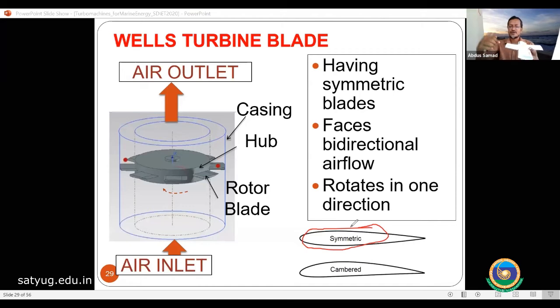When air flows from the top or from the bottom, from this direction or the opposite direction, the turbine rotation will be unique. This is the leading edge, this is the trailing edge. So the turbine will be rotating in the leading edge direction. If you see, this is a small thread I tied so that you can understand how it is rotating. If moving from the top, it will rotate in this direction. If moving from the bottom, again it will rotate in the same direction.